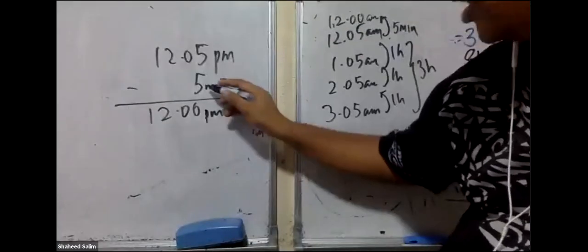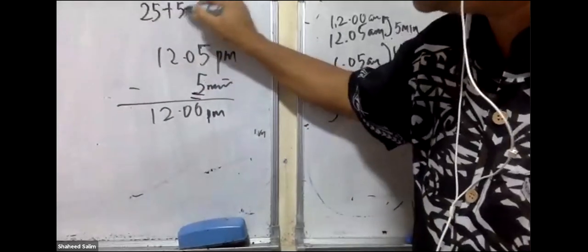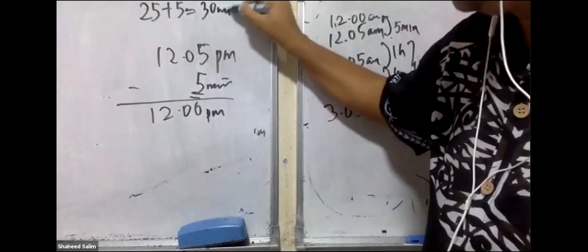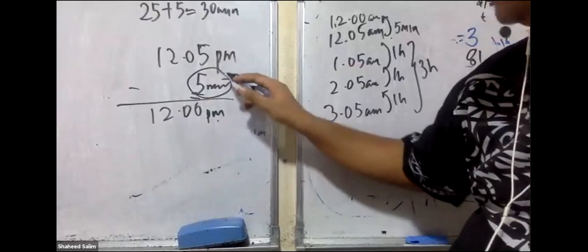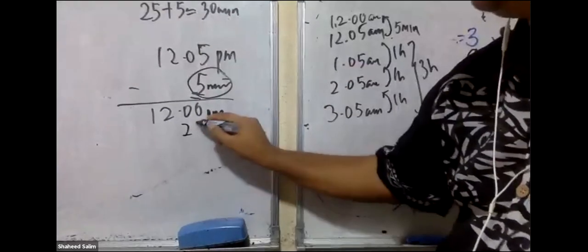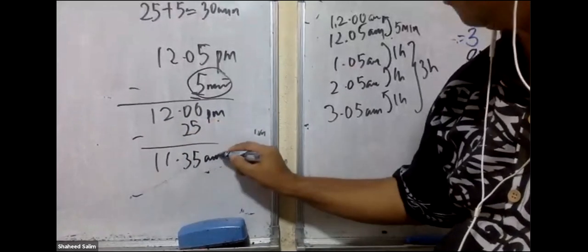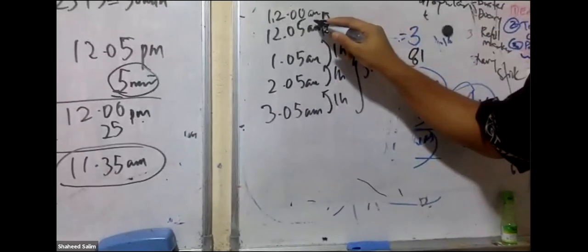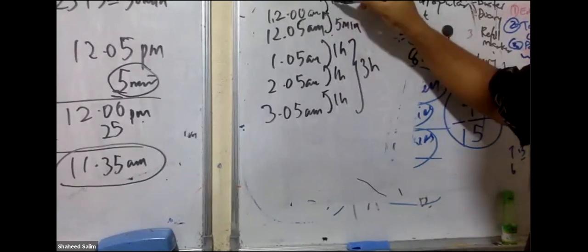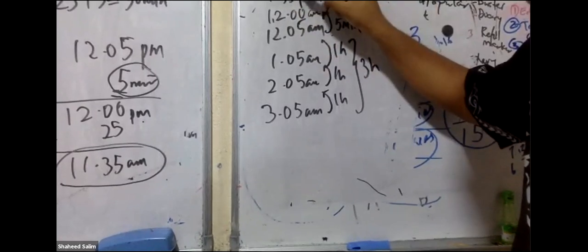Is it 35? No. Then you must go back 25 more minutes because you already minus 5. You see, 25 minutes plus 5 minutes equals 30 minutes. Now it's 12 noon, so you minus another 25 minutes. You get 11:35 a.m. But this is the other way around. Over here, you minus 5 is 12 a.m. You minus another 25 minutes, you will get 11:35 p.m.